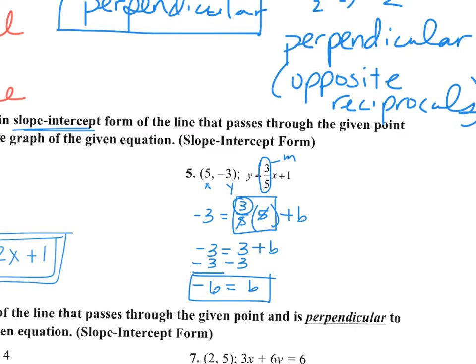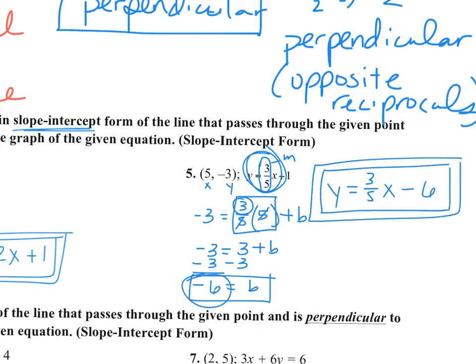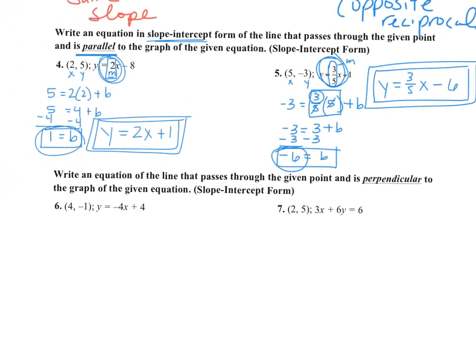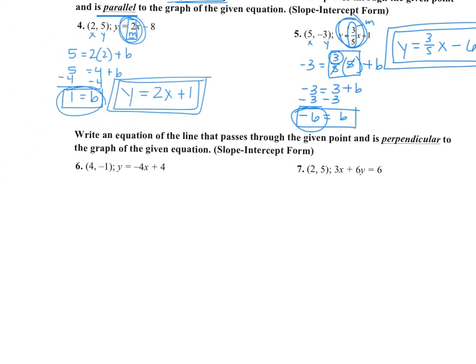And now I can plug it into the formula using my slope. Y equals 3/5 times x minus 6. And that is your slope-intercept form. Okay, now these ones, they want you to be perpendicular to the graph of the given equation.